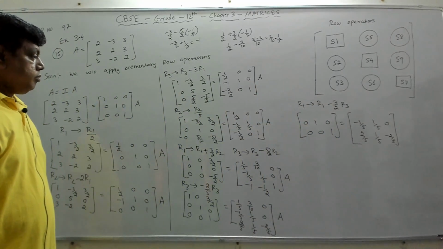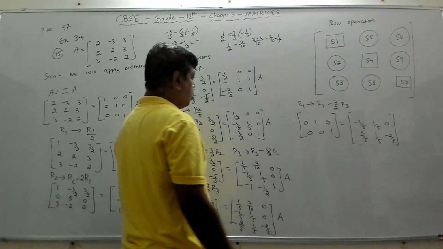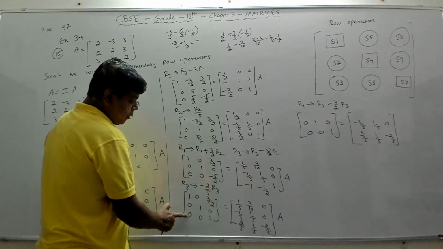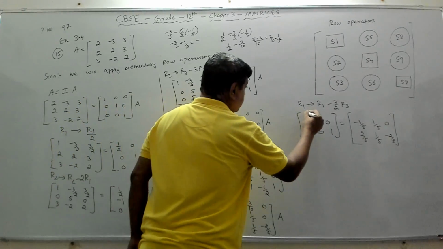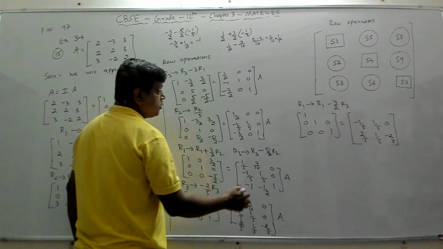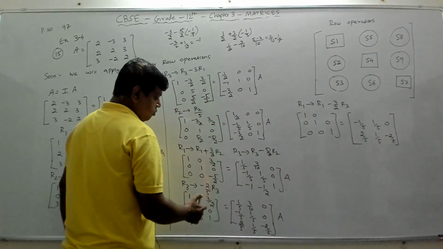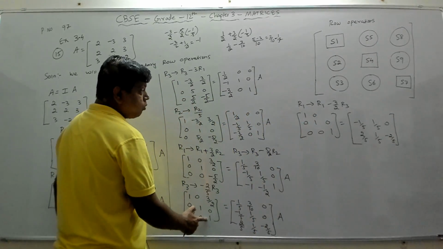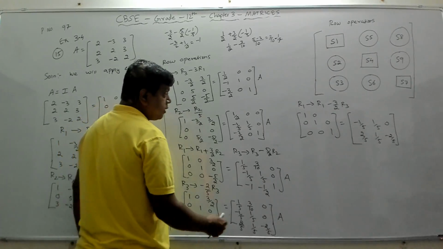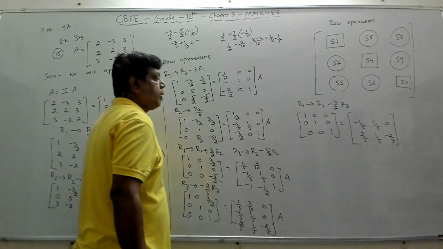Fine. Now we are going to change row 1. So row 1 is row 1 minus 3 by 2 of row 3. So 1 minus 3 by 2 into 0 will be 1. Now 0 minus 3 by 2 times 0 is 0. Now 3 by 2 minus 3 by 2 into 1 is 0.